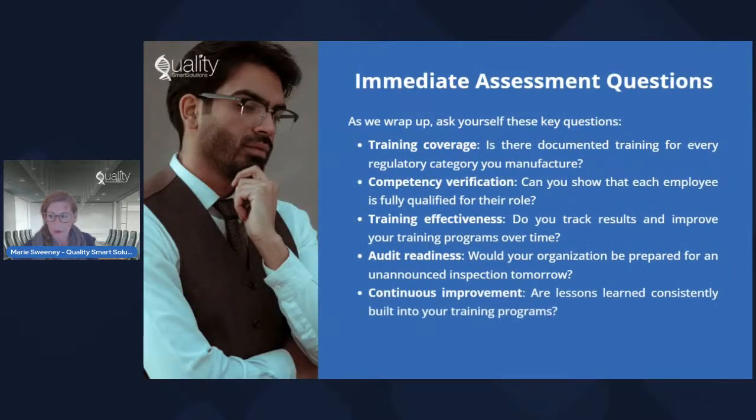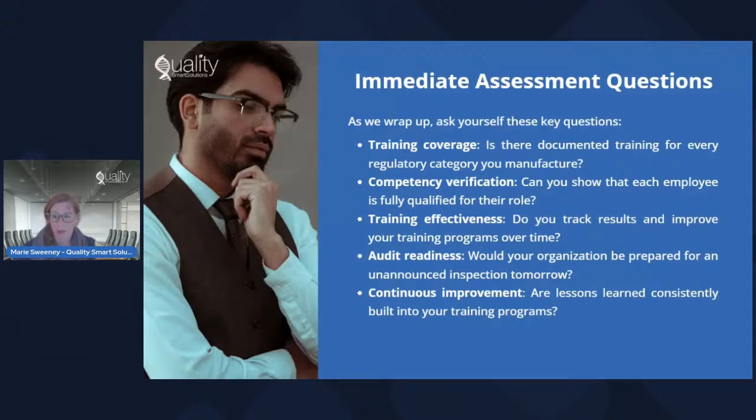Then, as we move into getting towards our Q&A, which is going to be a little after an hour, and I do apologize, everyone, some immediate assessment questions to ask yourself are, what is your training coverage? Is there documented training for every single regulatory category that you manufacture? Do you have proper competency verification in place? Can you show that each employee is fully qualified for their role? Monitor your training effectiveness. So ensure that you track results and improve your training programs over time.